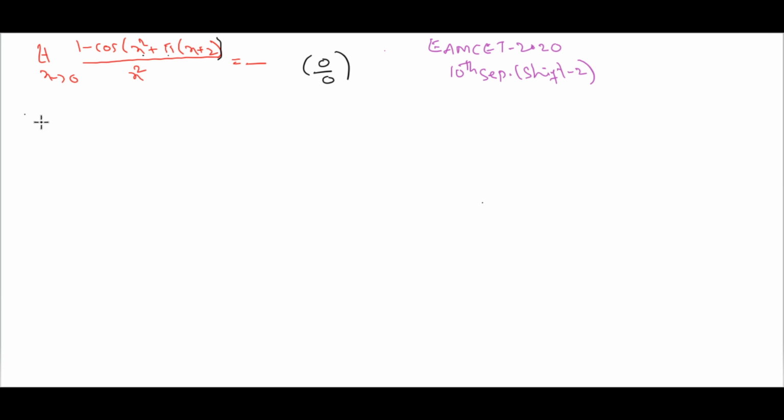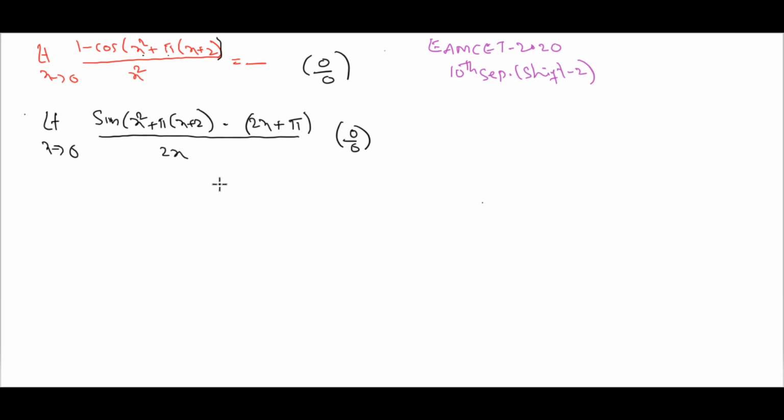Now we take derivative, that is limit x tends to 0, derivative of 1 is 0, minus cos derivative is sin of x square plus pi into x plus 2, into derivative of x square plus pi into x plus 2, that is 2x plus pi, by denominator x square derivative is 2x. So again applying x tends to 0, this is sine 0, sine pi is 0, 0 into something is 0, by 0, again 0 by 0 form.